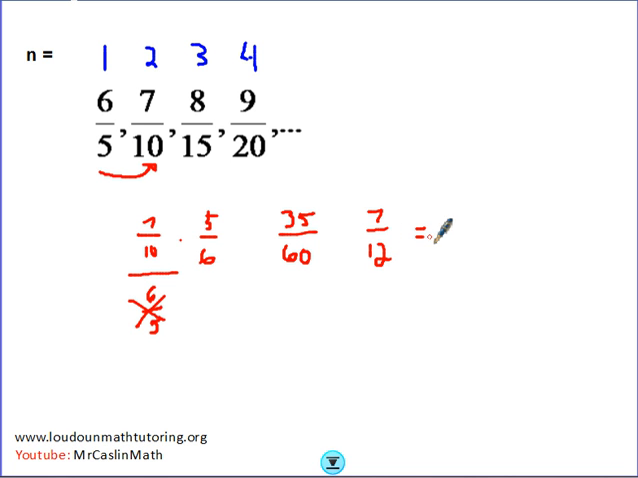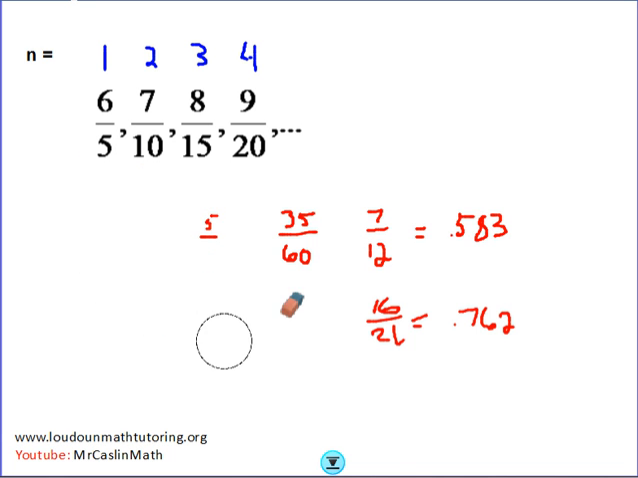which, if you did this with a calculator, you'd get a decimal of 0.583. So the common ratio between these two numbers is 0.583. Now if you divided 8/15 divided by 7/10, you'd work through the same process. When I worked this out, I think I got 16 over 21, which I believe is 0.762. So not a geometric sequence either.